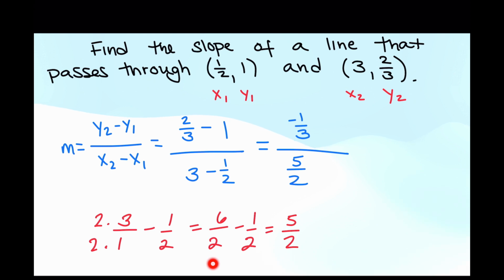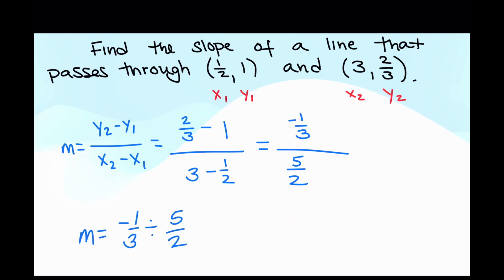That gives me 6 over 2 minus 1 over 2, which is 5 over 2. So now I'm left with negative 1/3 divided by 5/2. And I'll just rewrite that using the division symbol. We've got negative 1/3 divided by 5/2.